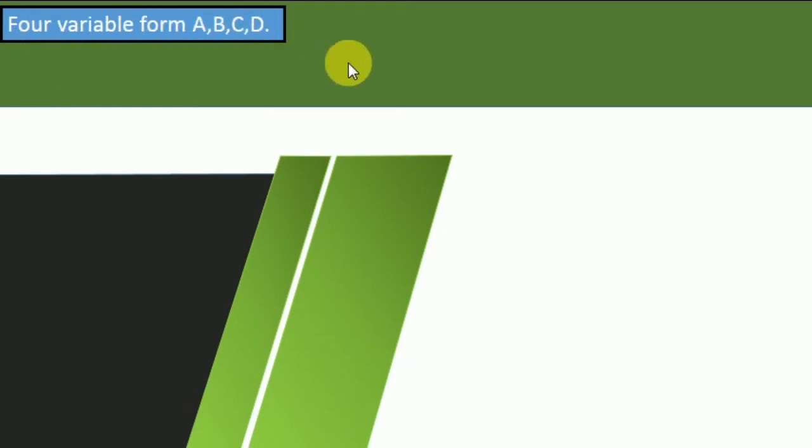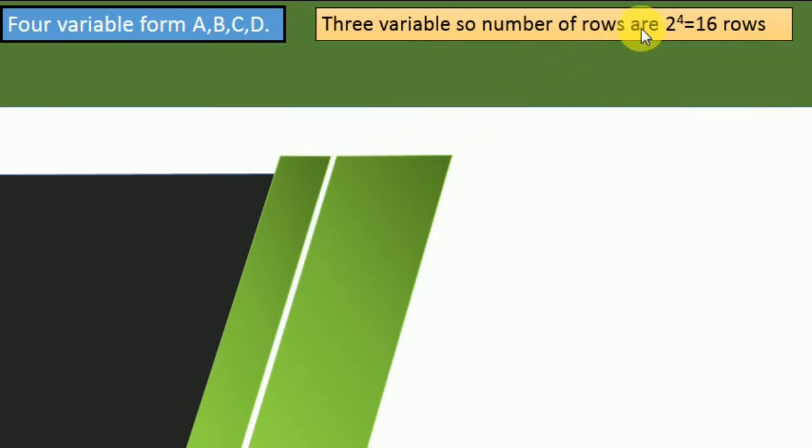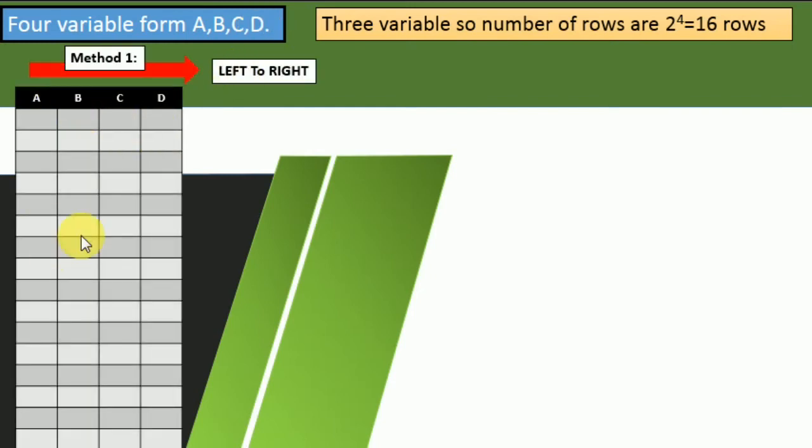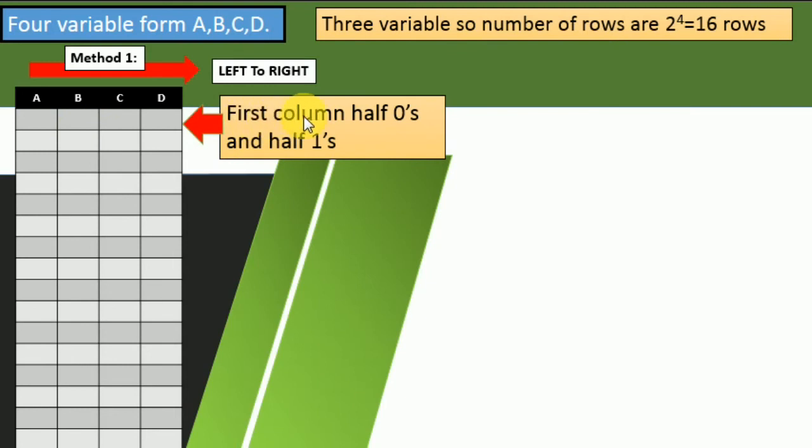It means the number of rows are 2 to the power 4, 16 rows, 4 columns and 16 rows. Here it is. These are 16 rows and 4 columns. Now we start from the left side. What is the first thing? First column: half 0 and half 1. That means 16 are there, so 8 is going to be half. So 8 0 and 8 1: 0 1 2 3 4 5 6 7 8, and 8 1.